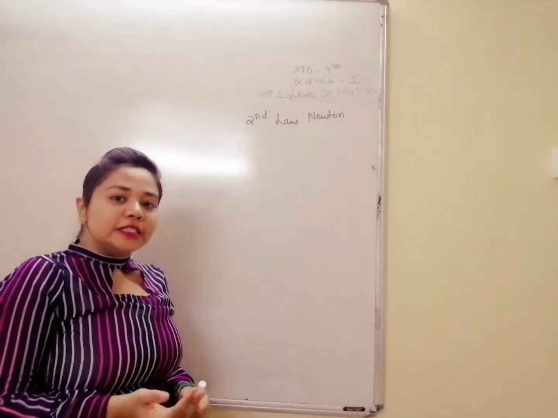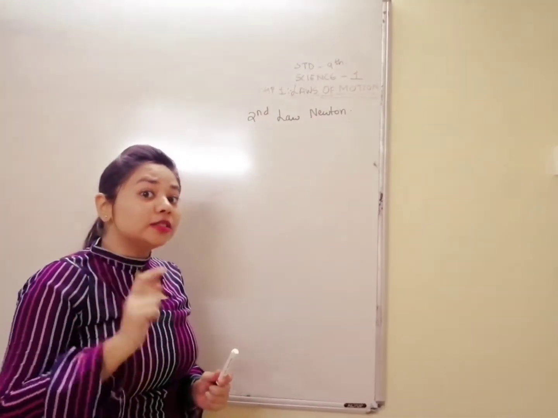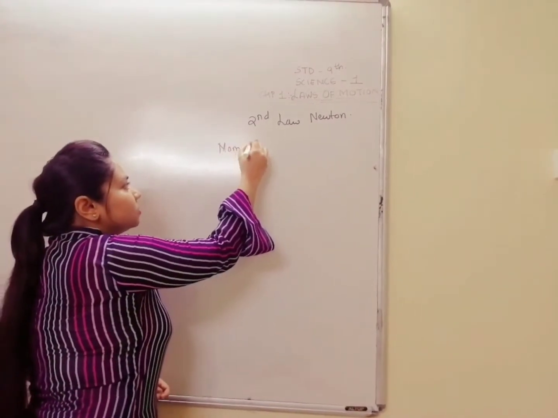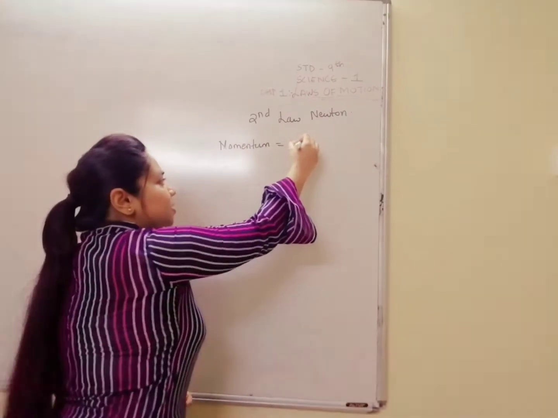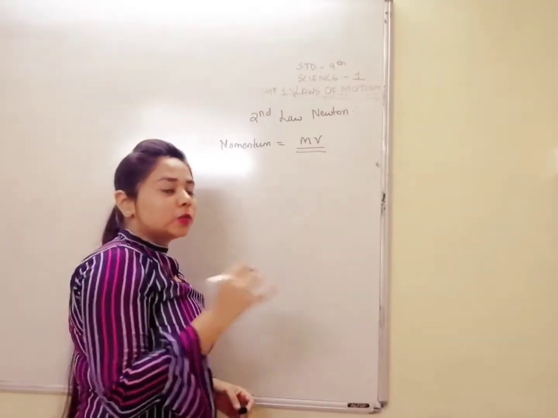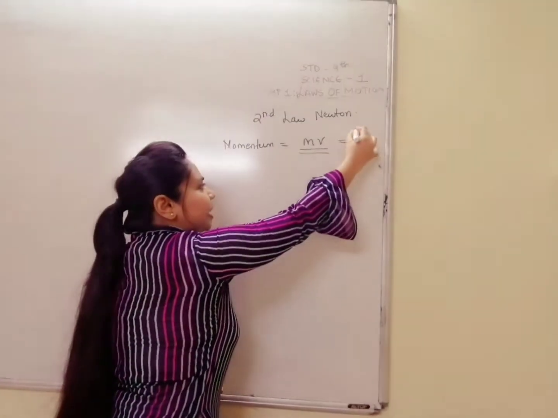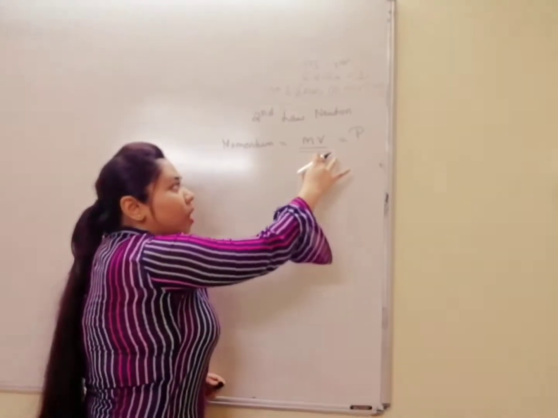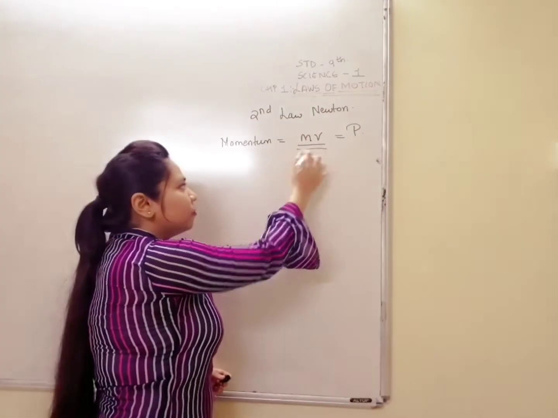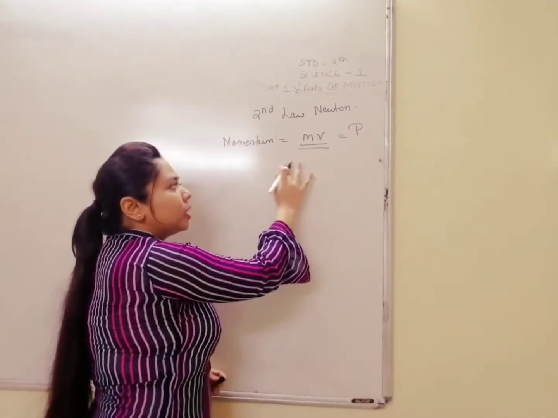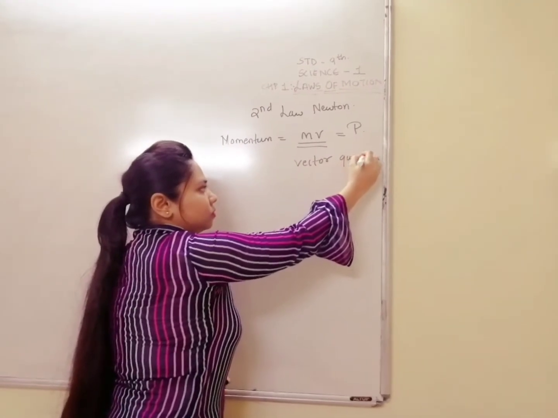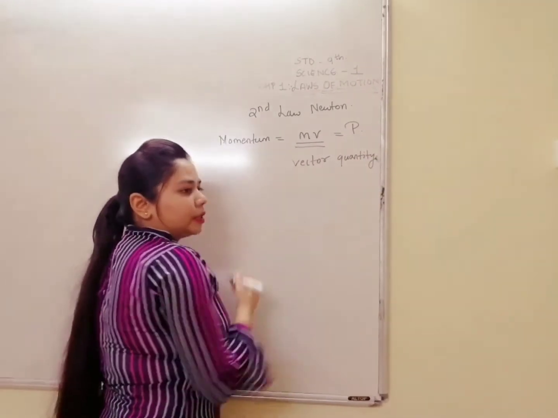Now before understanding this law, let us understand what the term momentum is. Momentum is mass into velocity. Mass into velocity is known as momentum, and it is represented by the letter P. Velocity is a vector quantity, I told you before, so momentum will also be a vector quantity.